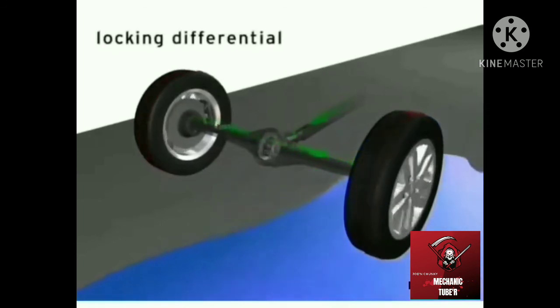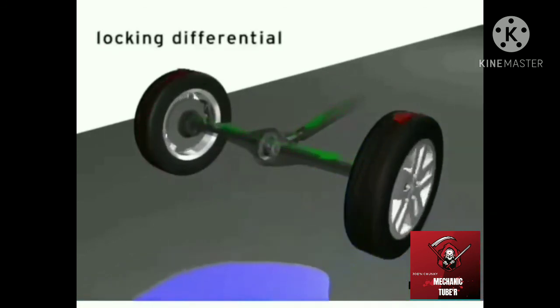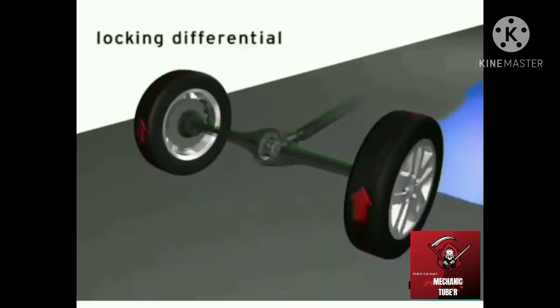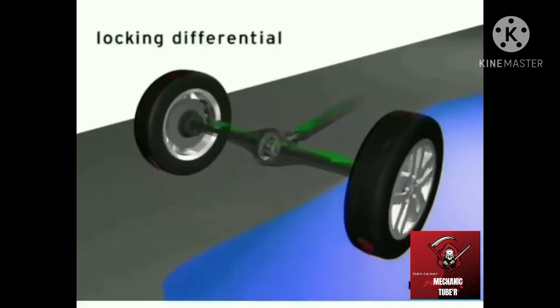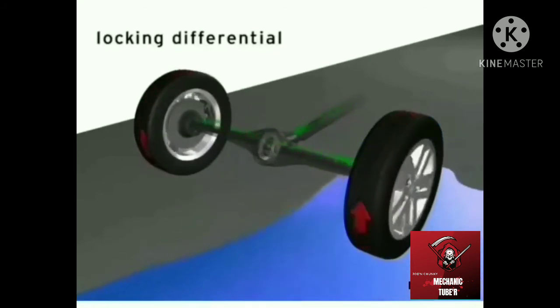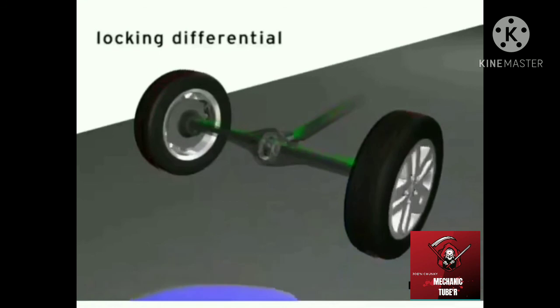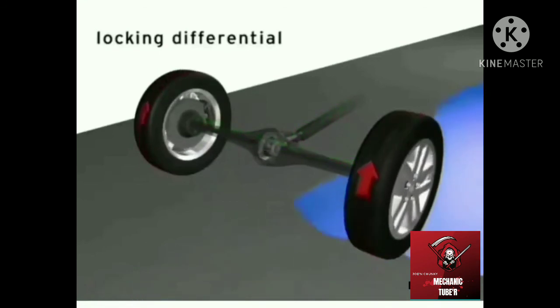Locking differentials have mechanisms that can literally lock the two rear axles together when needed. With a locking differential, both axles receive equal power so that the wheel with the most traction will always have power. Locking differentials are often used for heavy-duty off-road or other low-traction situations.